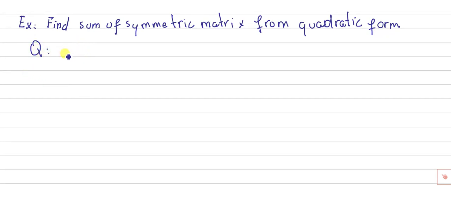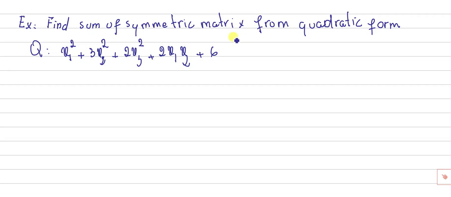Q is equal to x1 square plus 3 x2 square plus 2 x3 square plus 2 x1 x2 plus 6 x2 x3. So we have studied already about this point from our quadratic form.